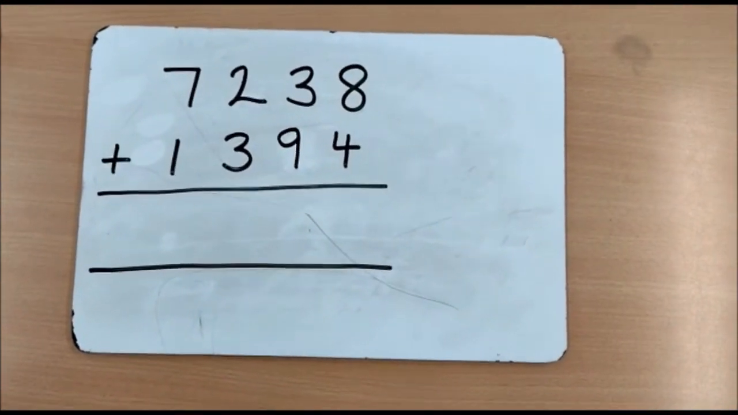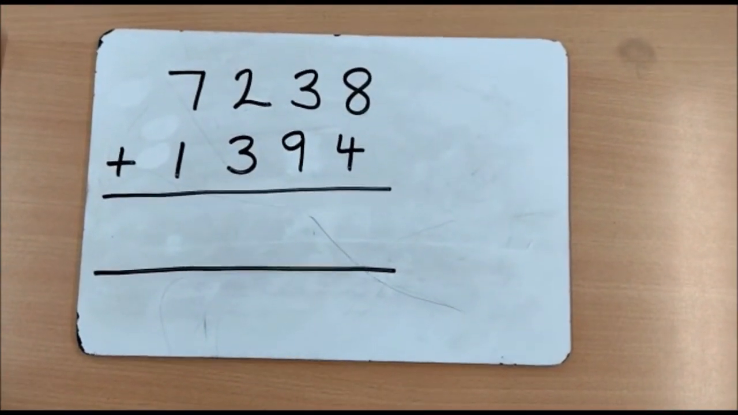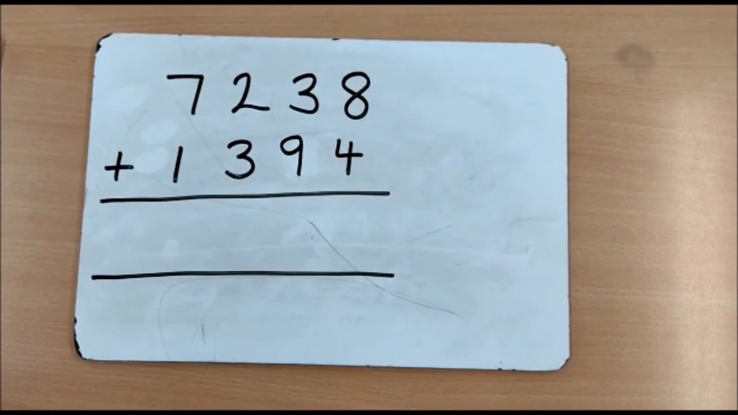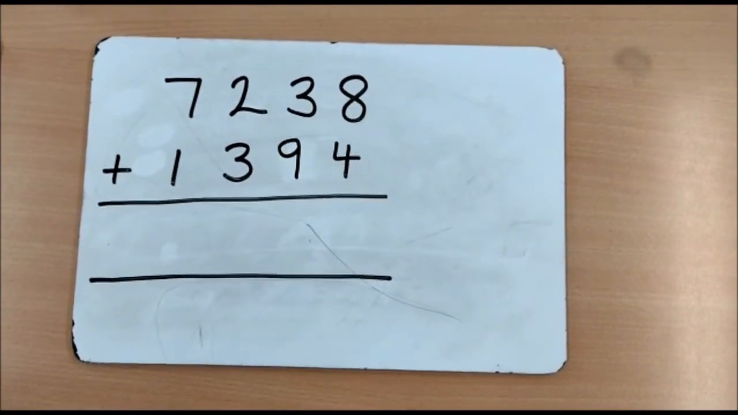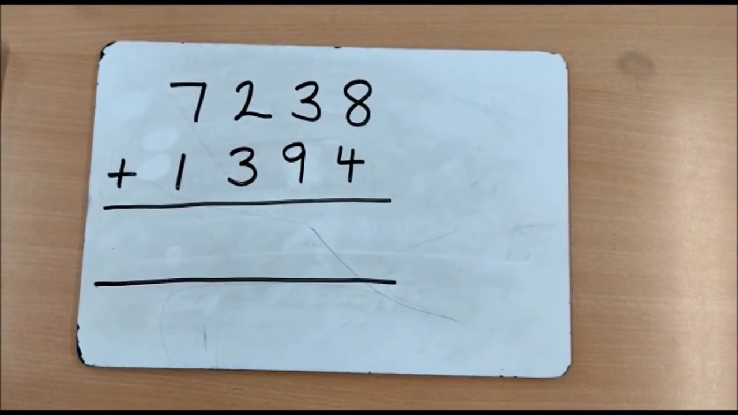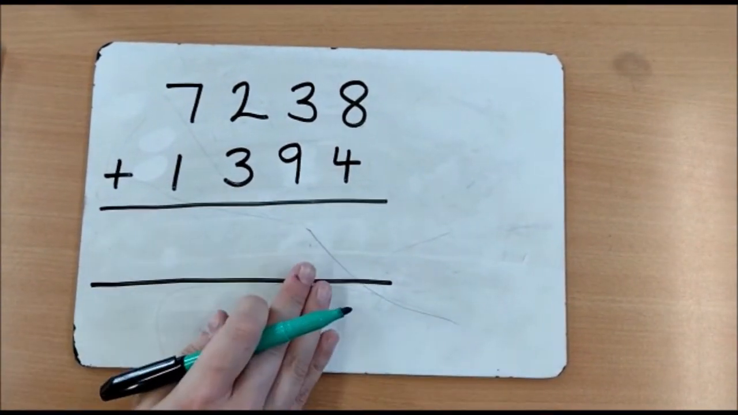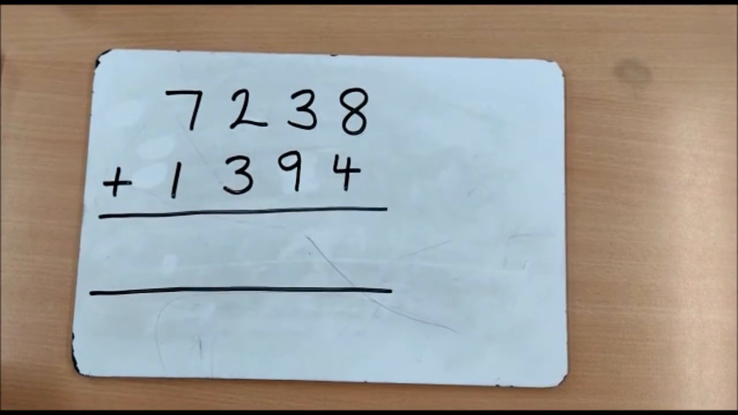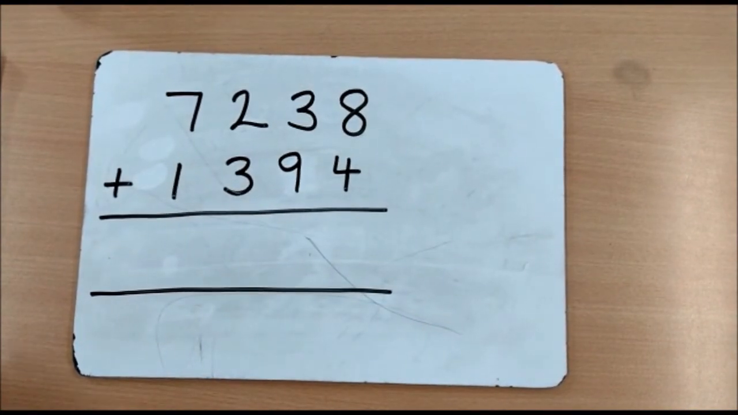In Year 4, children will continue to use formal written methods and will need to be able to add two 4-digit numbers. In class, we would continue to use place value counters for them, but here I'm just going to show you the formal written method, and you can look back at how to use the counters in the earlier part of this video.